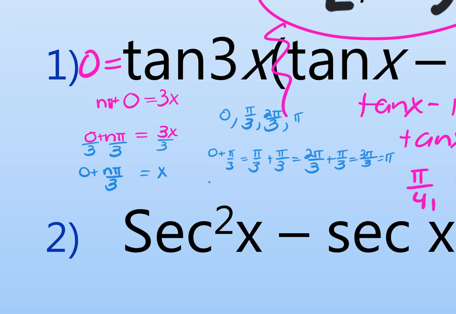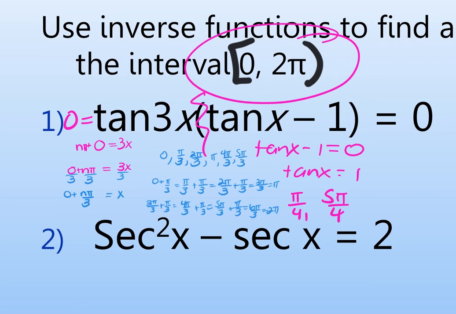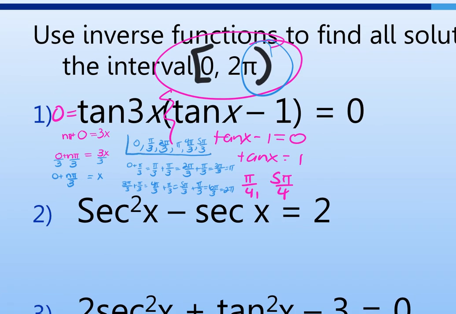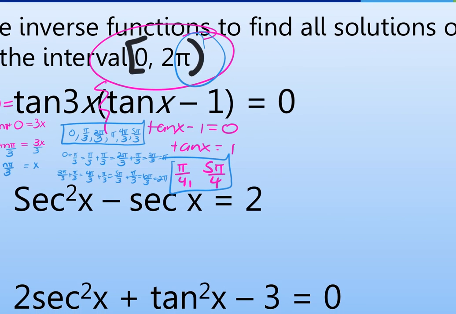I'm going to have to do it again. So pi, or 3 pi over 3, plus pi over 3. There's a pattern here, 4 pi over 3. Add it again, 5 pi over 3. If I add it again, I get 6 pi over 3, and 6 pi over 3 is 2 pi, and 2 pi has a parenthesis on it here, so I don't include it. So all of these angles plus these two are the answers for this.